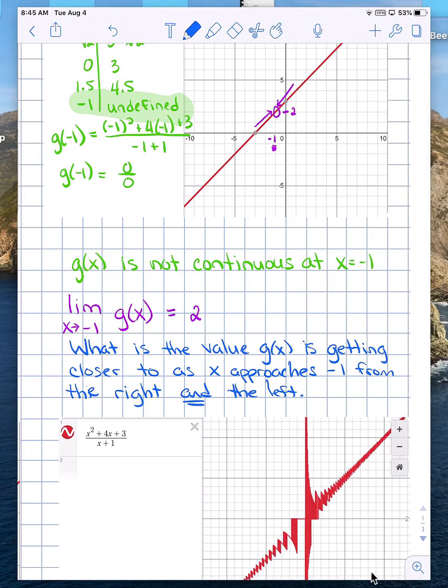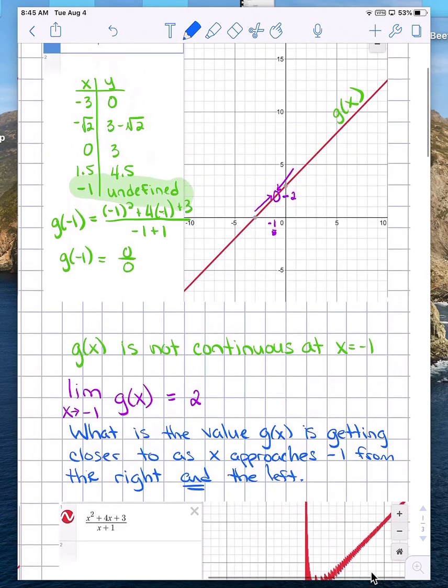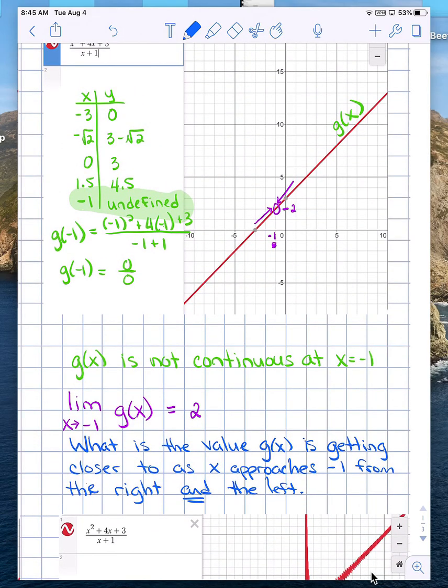Oh, look at that weird function below. We'll get there in a second. So g of x is not continuous at x equals -1. We were undefined there. You probably know that this was a hole in the graph. We'll talk more about that in a minute. So we say it's not continuous at -1. However, the limit is something that is defined. We say that the limit does exist because the function is getting closer and closer to a y value of +2 as we approach -1 from the right and from the left.